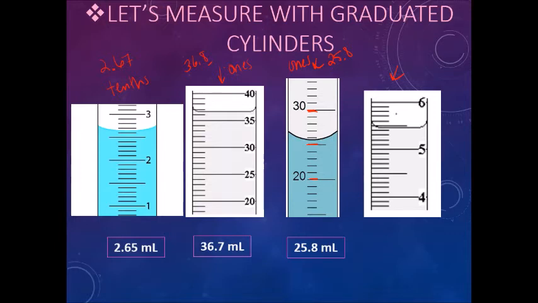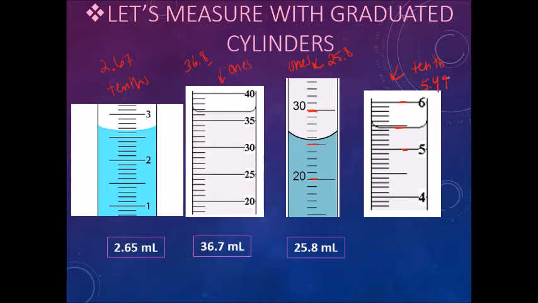Last graduated cylinder, how is this one calibrated? We have our 5, we have our 6. So this one goes to, this is the tenths, yes. So each little tick mark is worth a tenth. And this bottom of the meniscus seems very close to me. So this would be 5.4, and then 9 looks good to me.